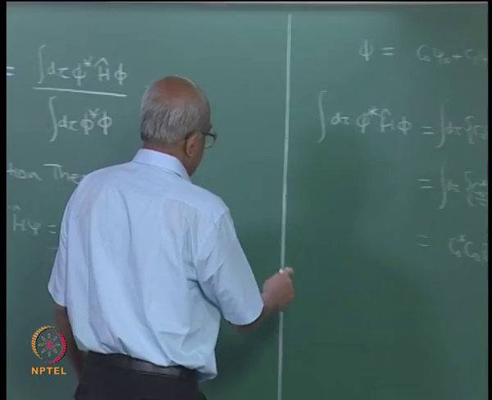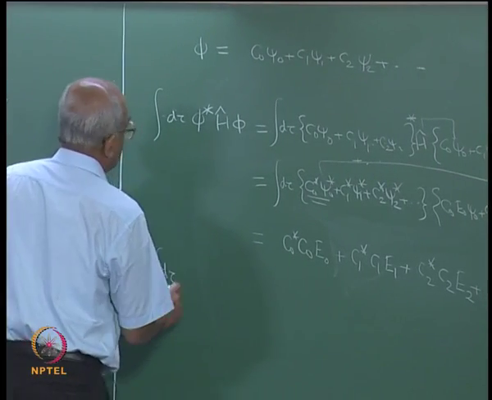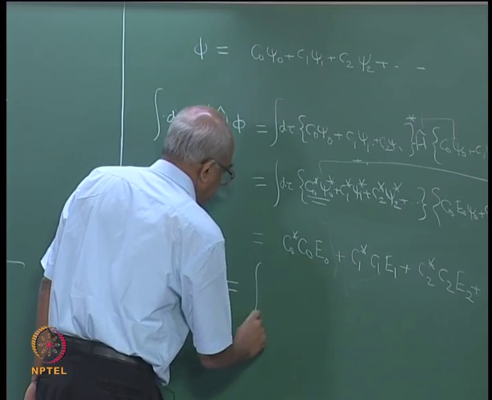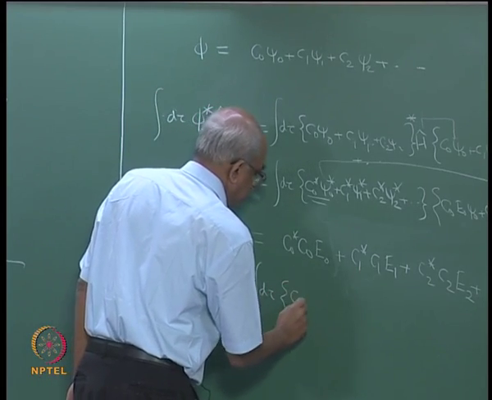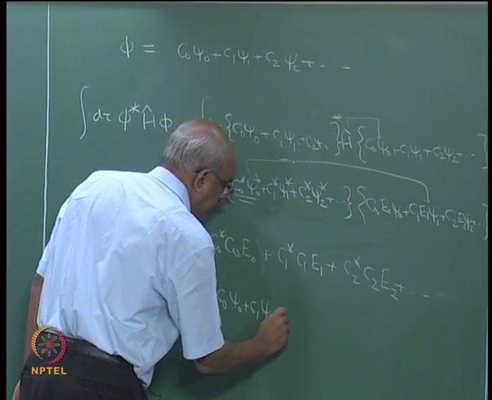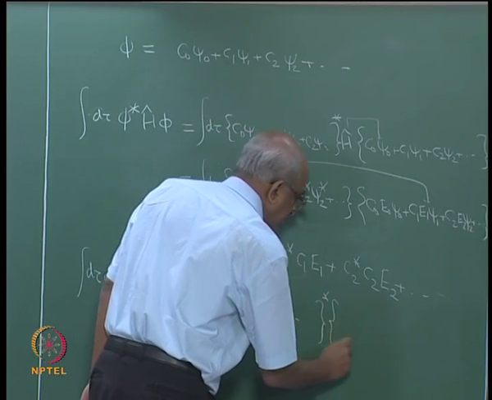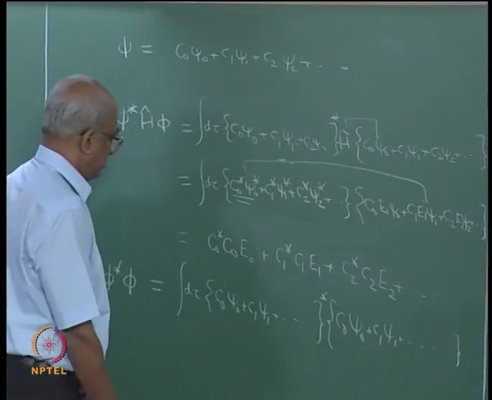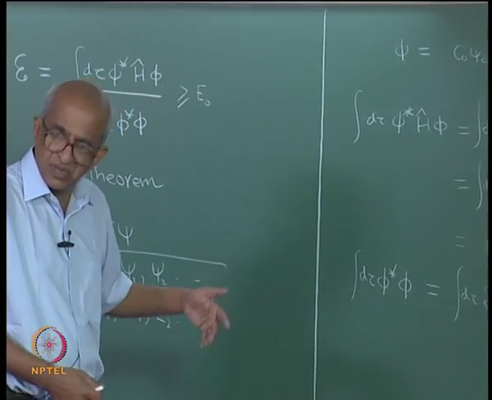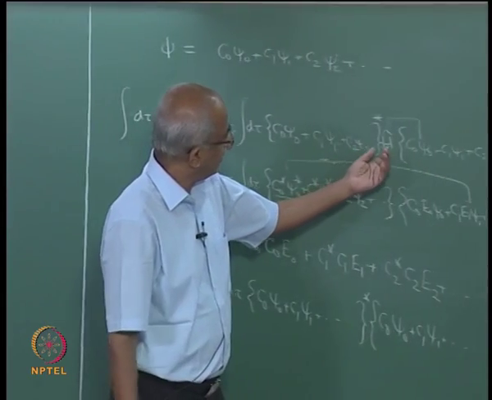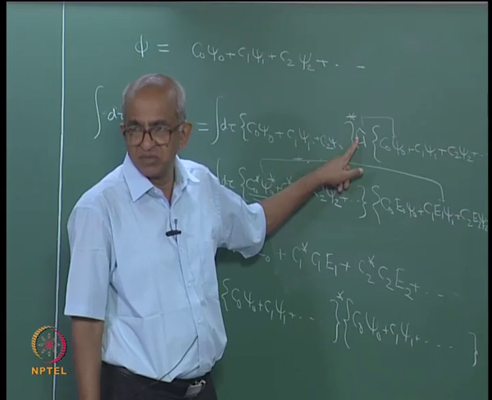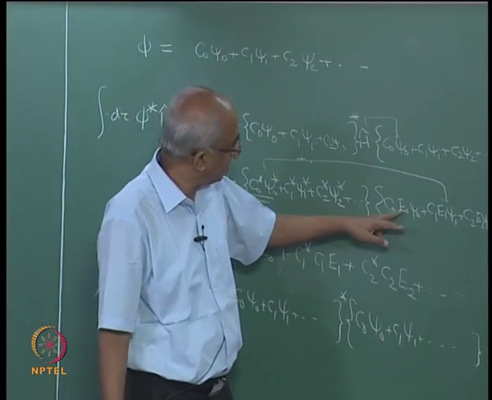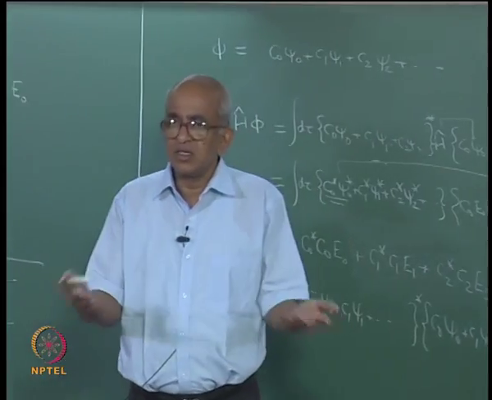And now we look at the numerator. What is the numerator? Integral d2 phi star phi. It's going to be integral d2 of C0 psi 0 plus C1 psi 1 plus etc., with a star, multiplied by C0 psi 0 plus C1 psi 1 plus etc. This is what is going to happen, but in fact this term is even simpler than the previous one, because all that is happening is that there is no h in between. The previous term had an h in between, and that h gave you this E0, E1, E2 etc. But now the h is not there, so you are not going to have E0, E1, E2 etc. But other than that things are the same.